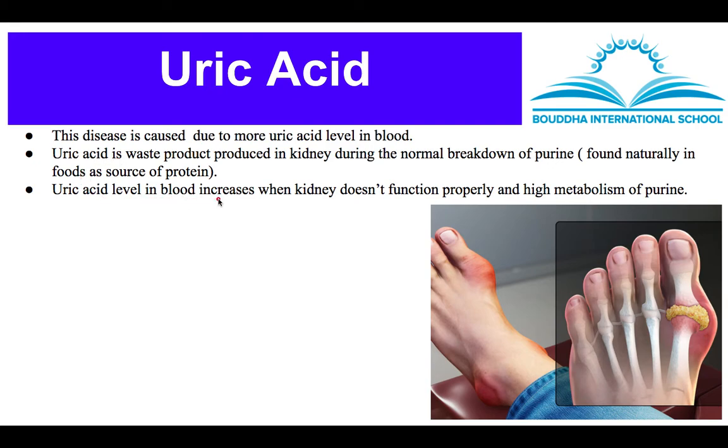So the main cause of this problem is a high uric acid level in the blood when the kidney does not function properly. Another is that uric acid is produced by the metabolism of purine. So if more metabolism of purine takes place, it can also cause more uric acid. So that's why if the kidney doesn't function properly, it can also cause a high uric acid level in the blood. And next is, if more purine undergoes metabolism, then it can also produce more uric acid.